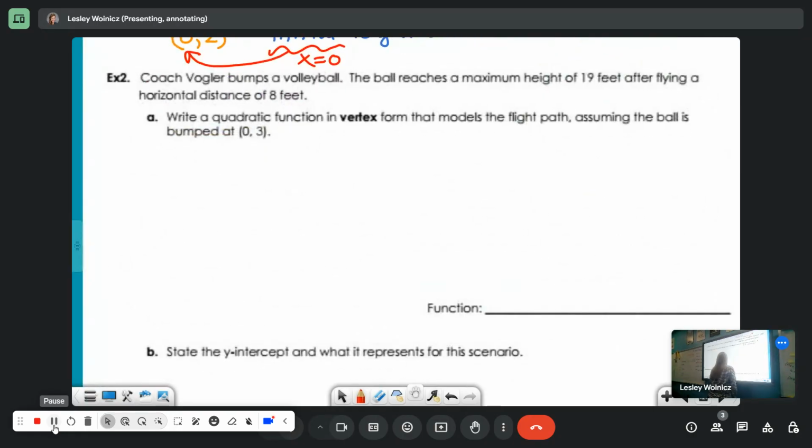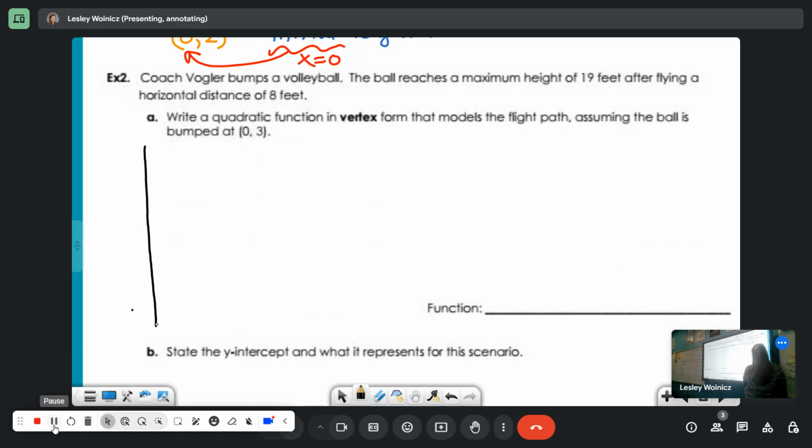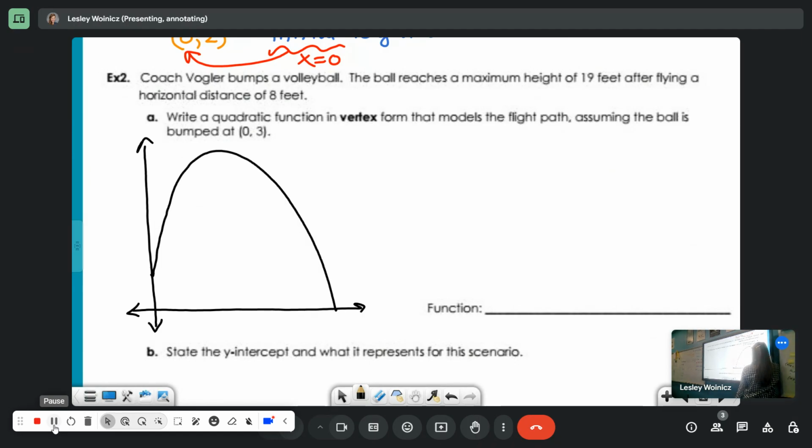All right, this time we've got Coach Vogler bumping a volleyball. Okay, so Coach Munges was kicking the volleyball, impacted the volleyball, was like 2 feet. Now bump might be a little bit higher, especially for Coach Vogler because she's kind of tall. So we're saying that she's bumping it at 0.3. Does that make sense to everybody? Mm-hmm. Okay, she's got to get under it, but it's a little bit higher than a kick. So we're going to draw our picture. Ball goes up, ball comes back down.